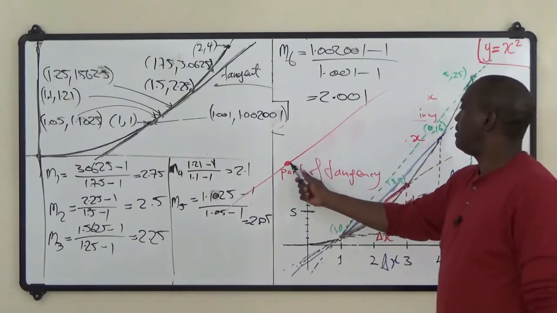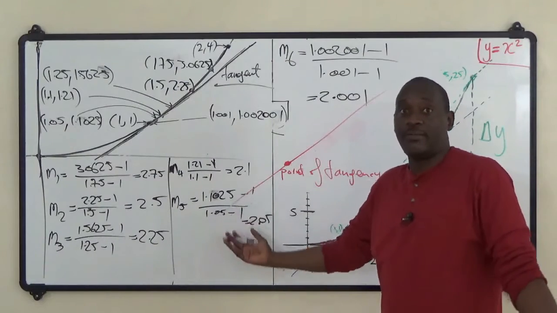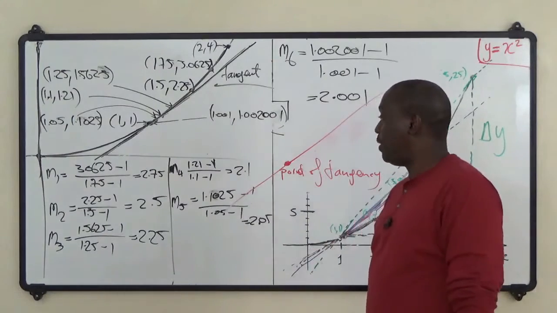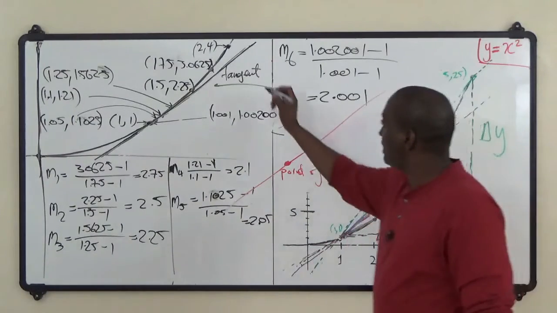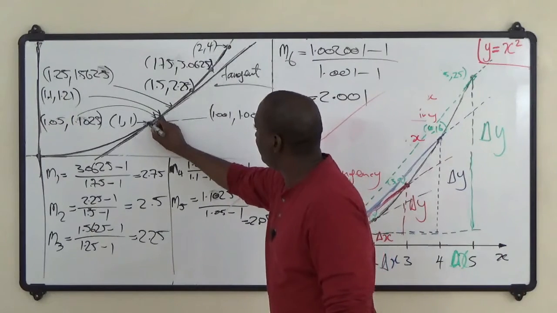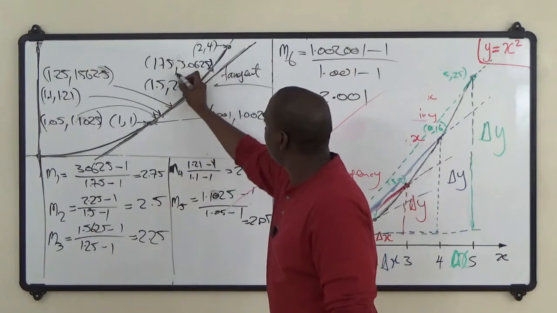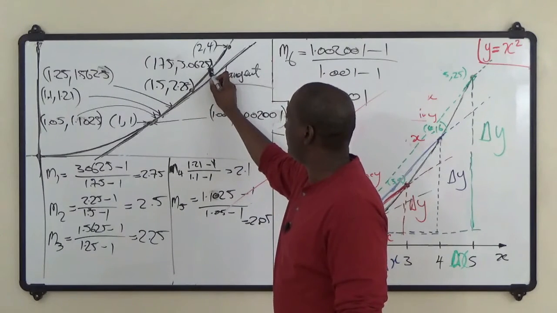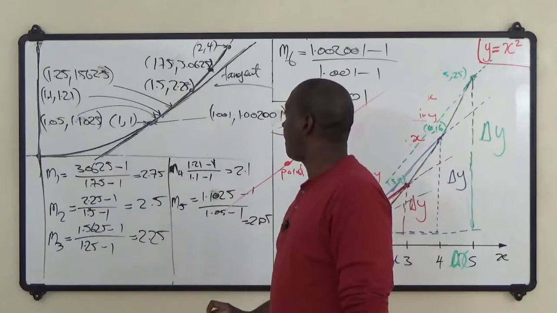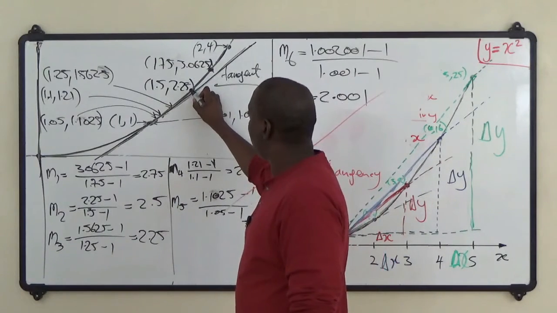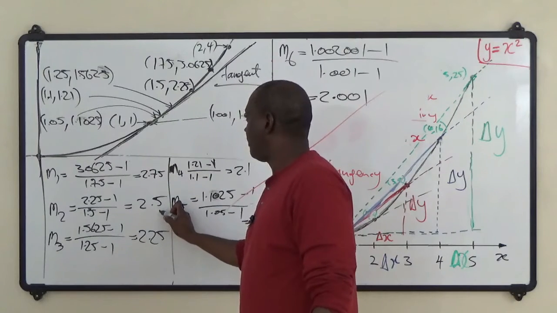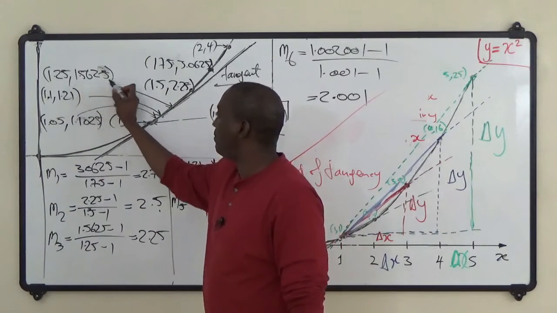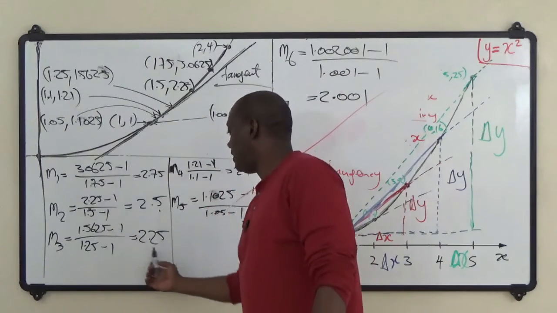Point of tangency. The line passing through a point of tangency obviously is a tangent. Right? And this tangent will have a gradient. Now you see what is happening here. Between 2, 4 and 1, 1, the gradient was 3. Between this point, 1.75, 3.0625, and 1, 1, the gradient is 2.75. Between this point, 1.5 and 2.25, the gradient is 2.5. Between this point, 1.25, 1.5625, and the point 1, the gradient is 2.25.